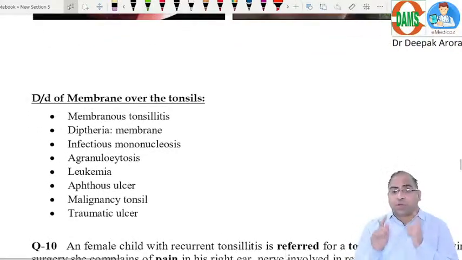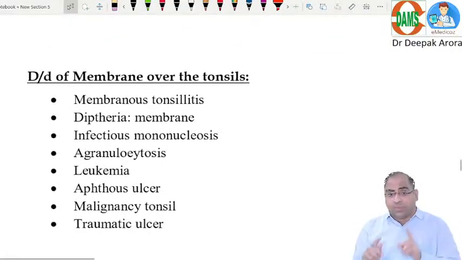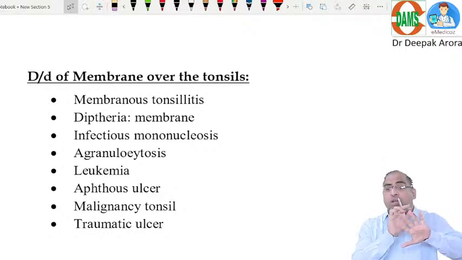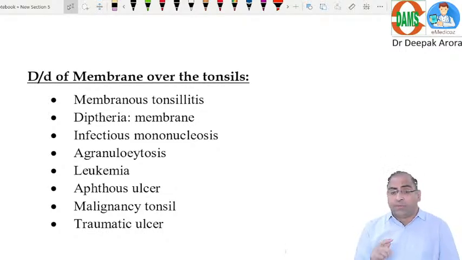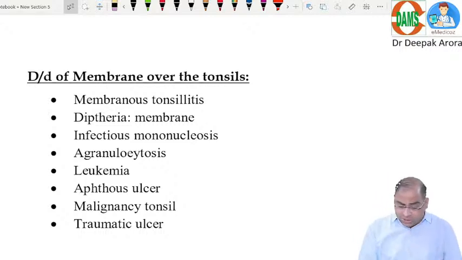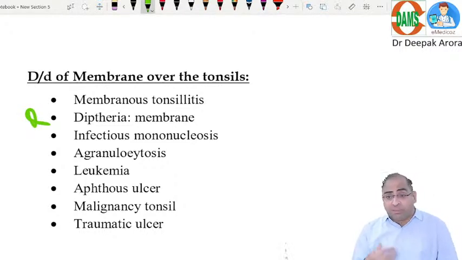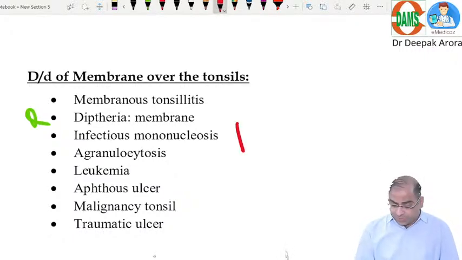Differential diagnosis of membrane over the tonsil. All these points should be on your tips. They will ask you which of the following membranes bleeds on removal and which doesn't, as in diphtheria. The beauty of this membrane is that it bleeds on removal. Membranous tonsillitis due to streptococci never bleeds on removal. Differential diagnosis. Apart from this, all the important points of the tonsil should be on your tips. What is the definition of recurrent tonsillitis?